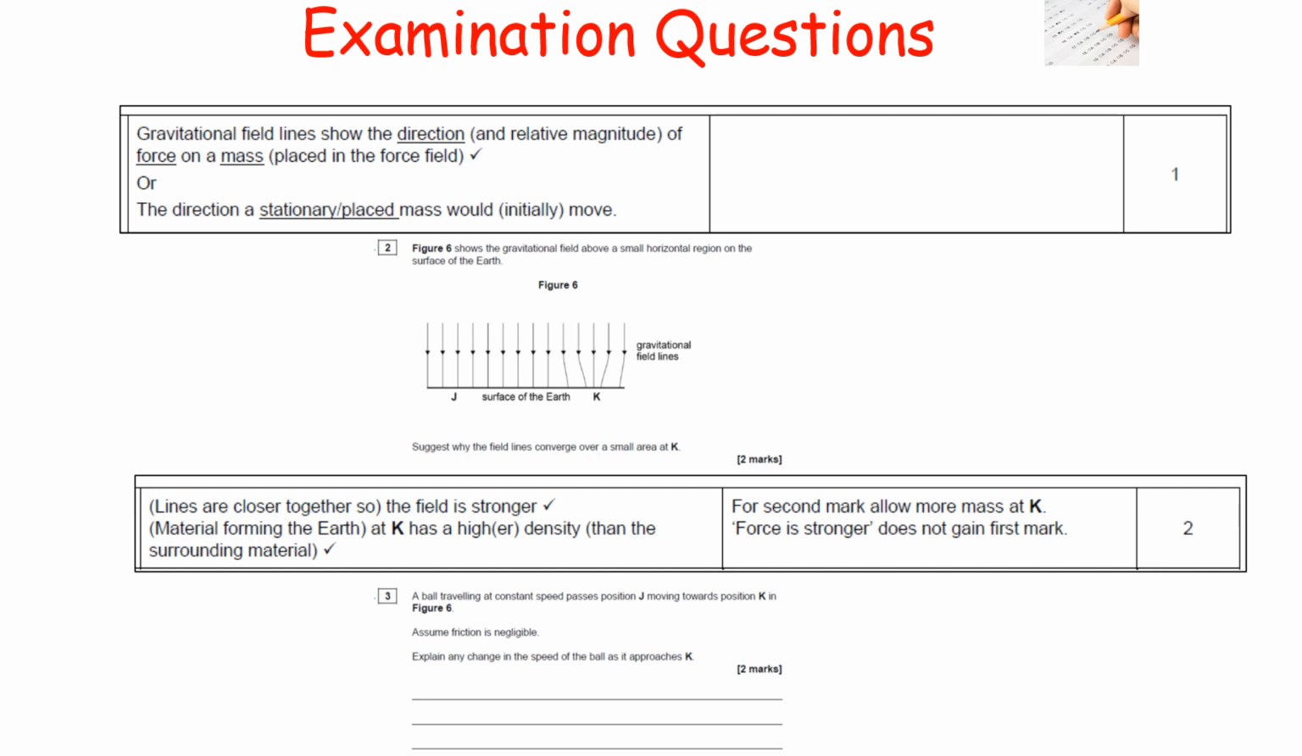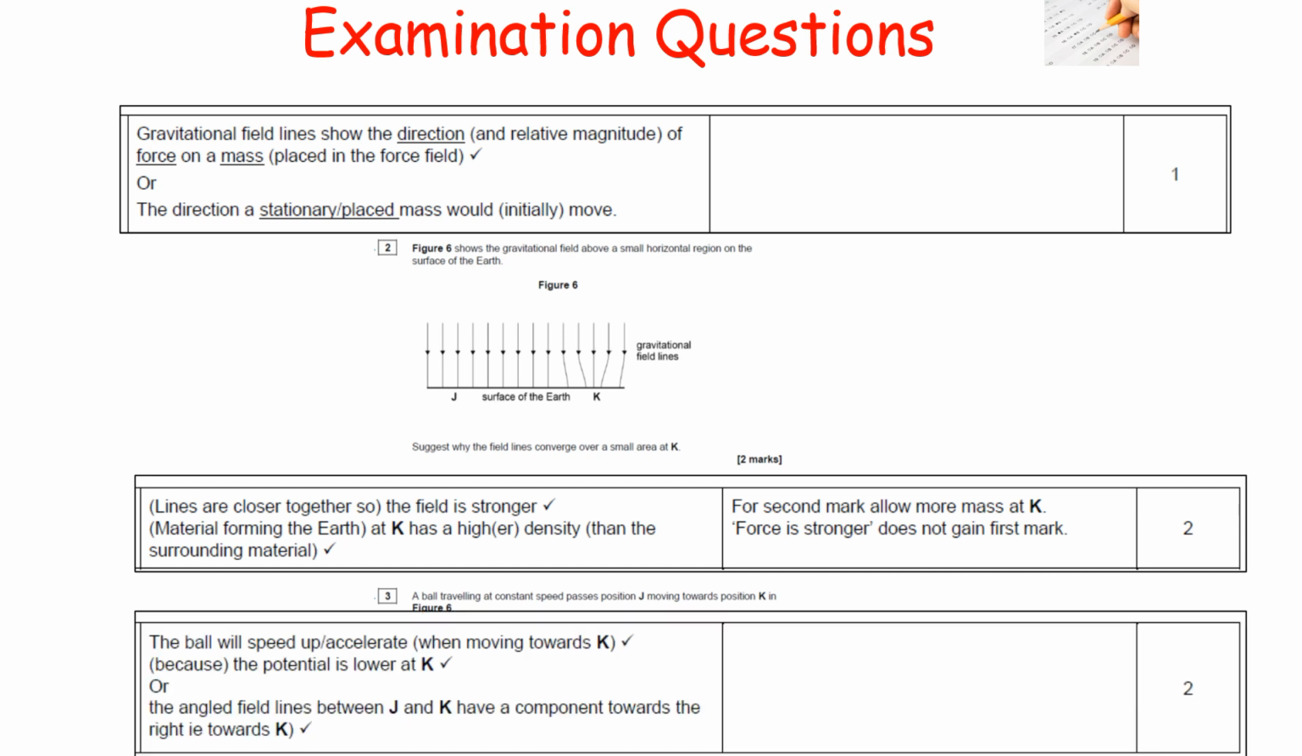Now what's going to happen to the speed of the ball as it approaches K? Well, you'll notice that as the object approaches K, there's a stronger gravitational field, so there's a stronger attraction there, so the ball will speed up, it will accelerate as it moves towards K. Again, you can see this because the potential is going to be lower at K, so it'll want to get there, it'll want to accelerate towards it.